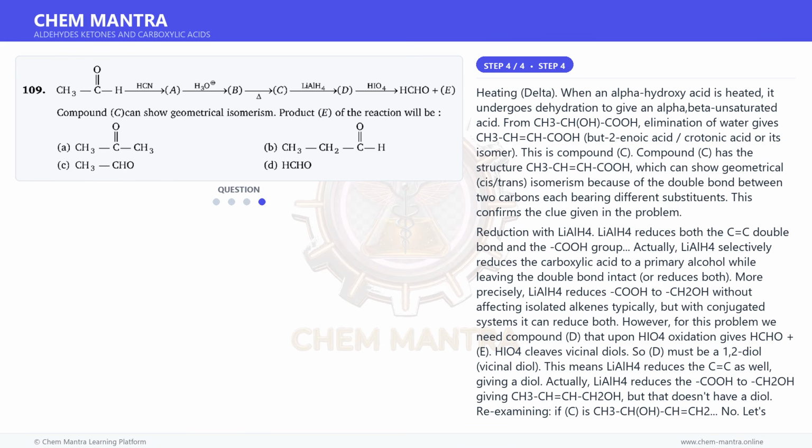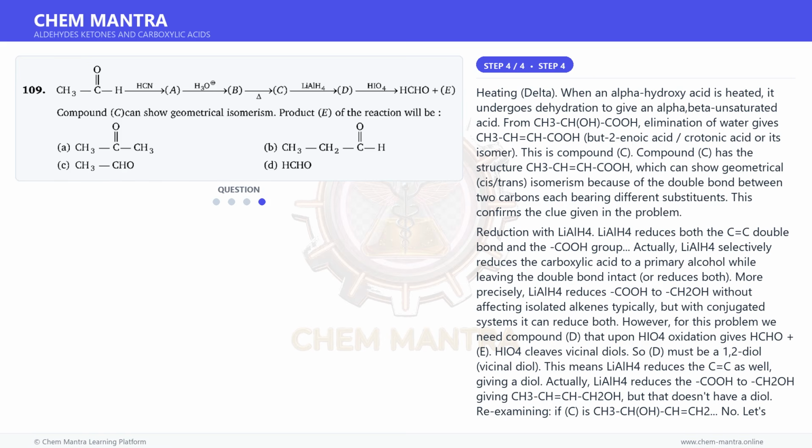Compound C has the structure CH3CH=CHCOOH, which can show geometrical cis-trans isomerism because of the double bond between two carbons each bearing different substituents. This confirms the clue given in the problem.